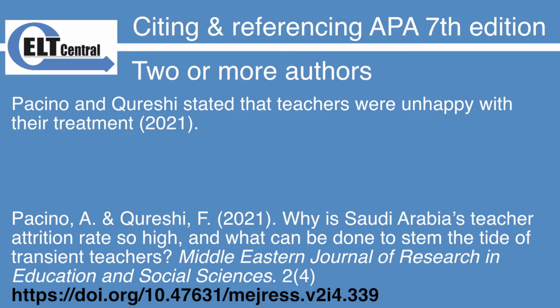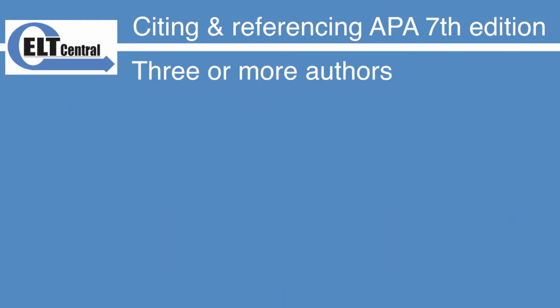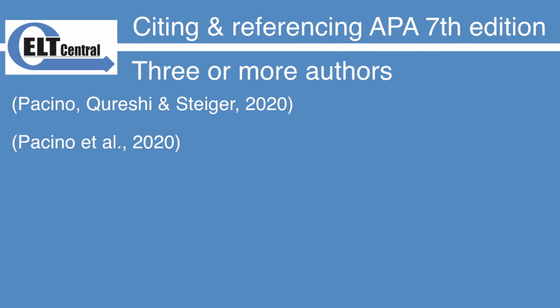Another change for the 7th edition is 3 or more authors. We used to write all the authors in the first instance, but we don't need to do that anymore. We just write et al. So, for example, what we used to do was write Pacino, Qureshi, and Steiger 2020. Now we write Pacino et al. 2020. And note the full stop and comma after the et al. So et al. full stop, comma, date.